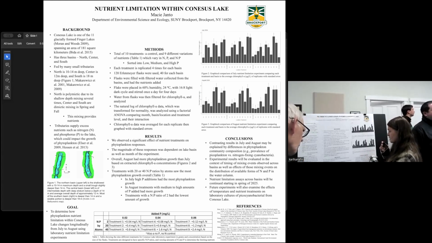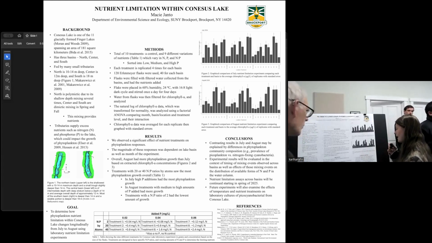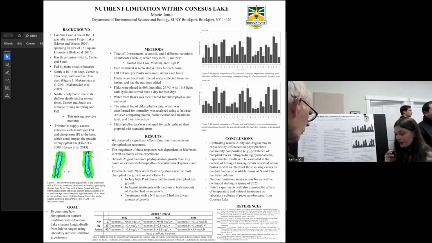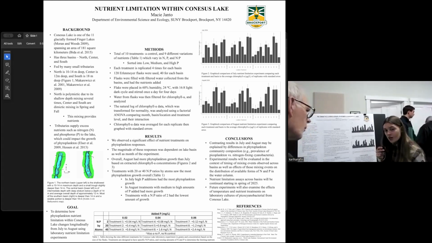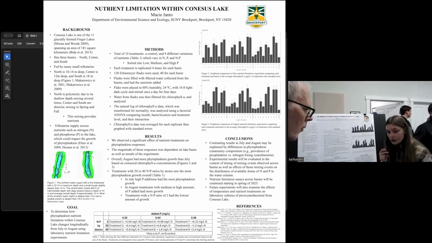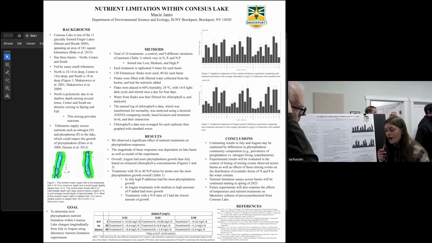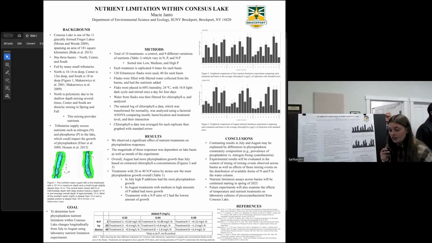For August, the North Basin saw treatment 8 had the highest amount of growth. And then in the South Basin, it was treatment 6. So one reason for these differences, I suspect, is that there are different communities of algae growing by the months in Conesus. So I actually took samples from my flasks and preserved them. And I'm going to look at them under a microscope to hopefully identify the different algal communities and see if that explains the variation in nutrients.